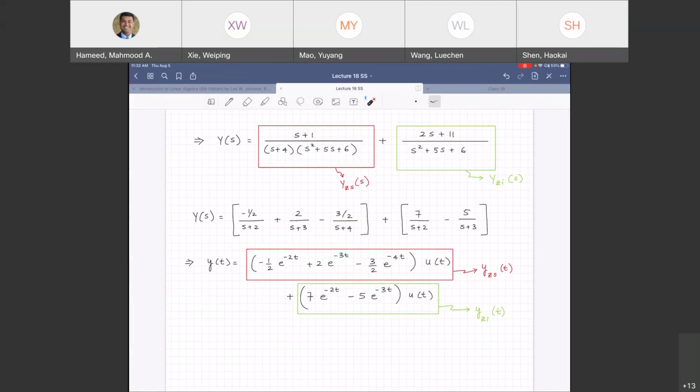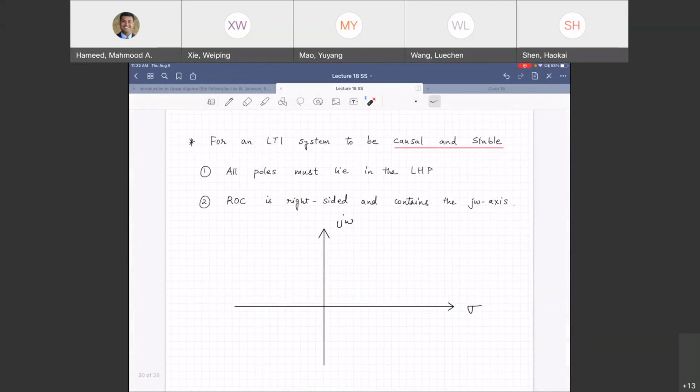All right, guys, okay? Let's see. For an LTI system to be causal and stable, all the poles must lie in the left half plane, right? We have talked about that. Stable means left half. And the region of convergence is going to be to the right of the rightmost pole. Why is that? Because the signal is causal, right? As time is greater than 0, it's moving right. It's causal.